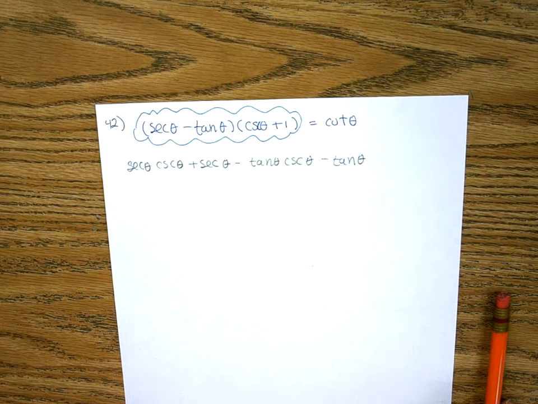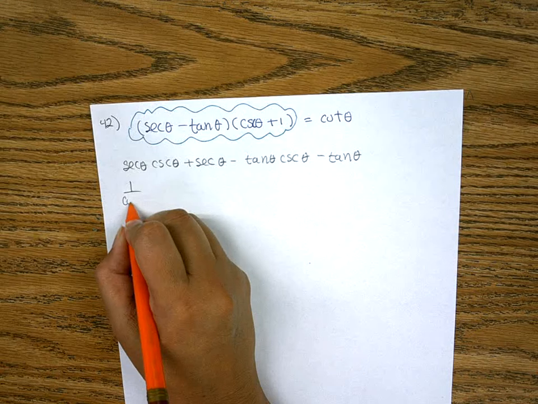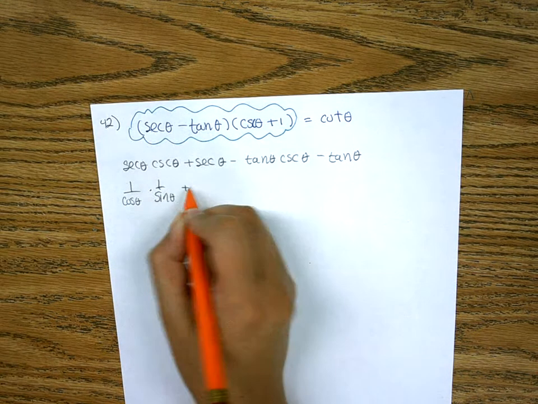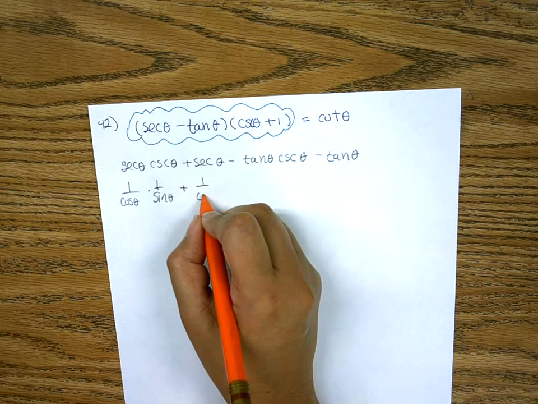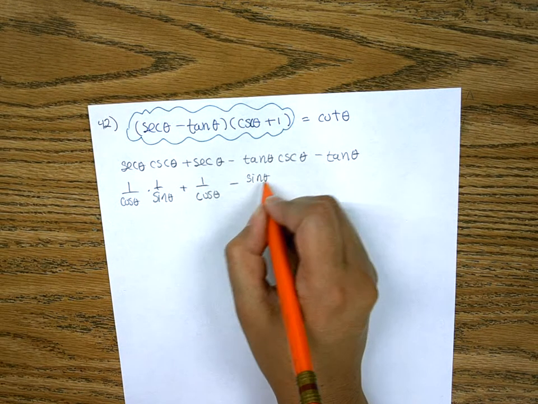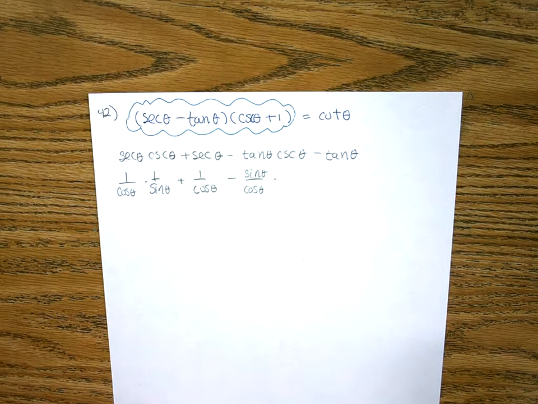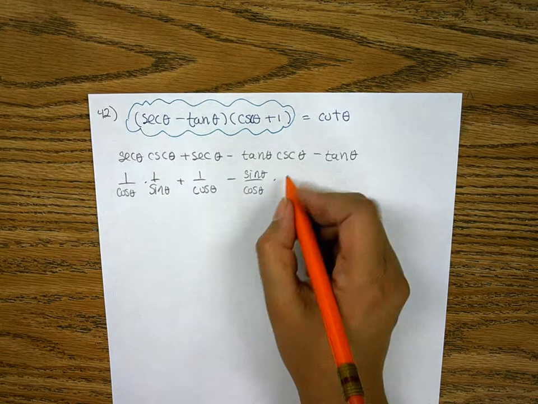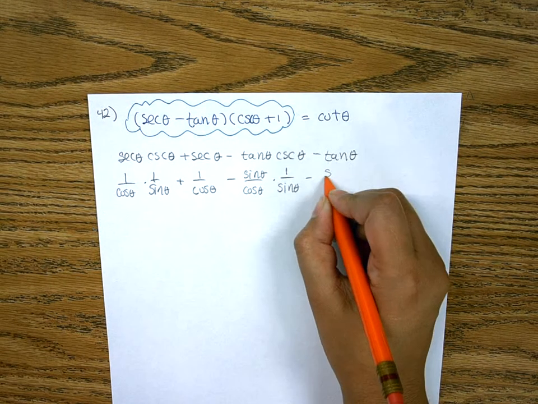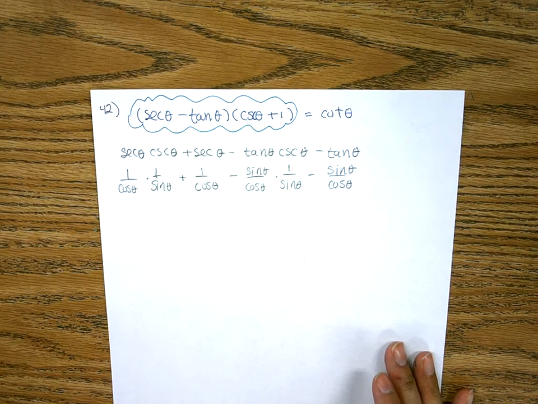All right, and as I stated earlier, I would then change everything to sine and cosine. 1 over cosine theta times 1 over sine theta plus 1 over cosine theta. Take away sine theta over cosine theta times cosecant is what? Correct, 1 over sine theta. Take away sine theta over cosine theta.